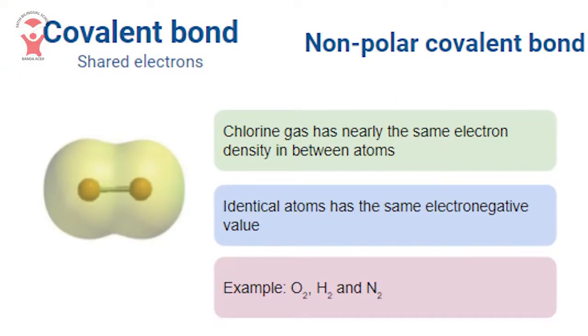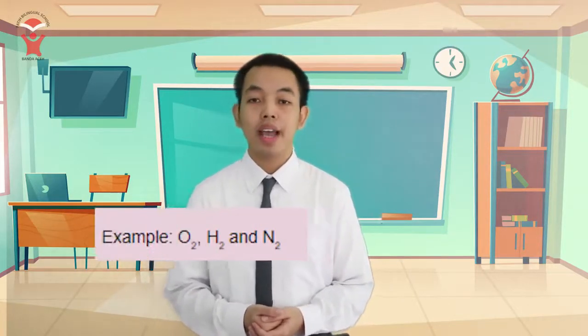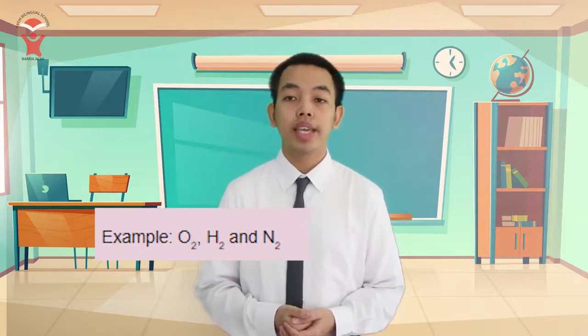Covalent bond is formed when electrons are being shared between atoms. Nonpolar covalent bond occurs when the atoms are identical or when the electronegativity difference between atoms is below 0.5. Take a look at this chlorine gas, where two atoms of chlorine are bound together to form a covalent bond. Chlorine gas has nearly the same electron density in between atoms. This happens because identical atoms have the same electronegativity values. Some compounds that have nonpolar covalent bonds include gases like oxygen, hydrogen, and nitrogen.